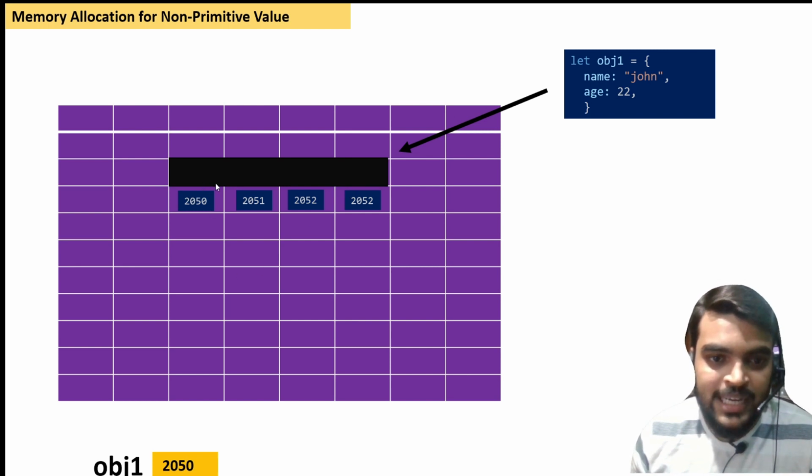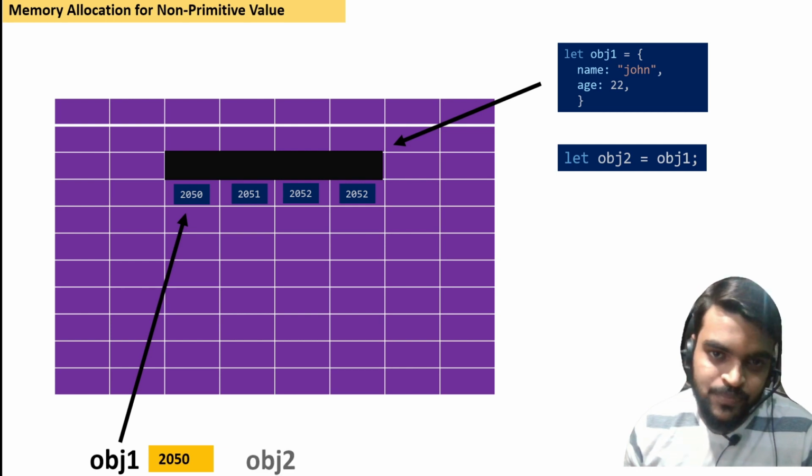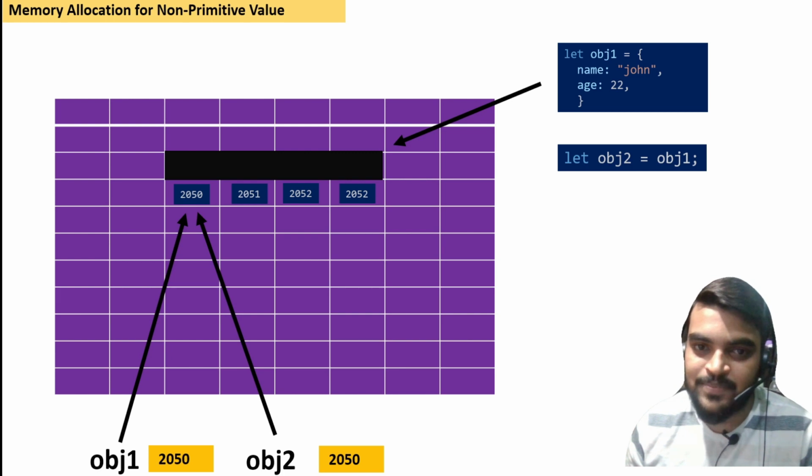From there it can access the other blocks too. So object1 here is not storing the actual value. The actual value is already stored, and it is storing the reference or base address, okay? Now let's say I am just copying object1 into object2. What will happen? Object2 will be created, and it will have the same base address that object1 has. So I can say object2 is also pointing to the same location where object1 is pointing, right?